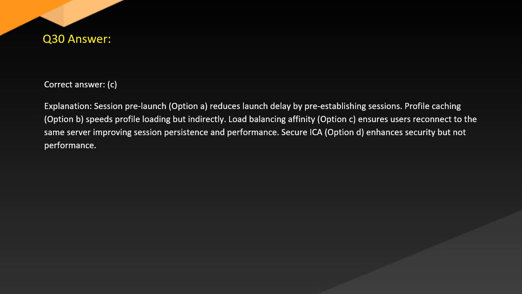Answer. Correct answer: C. Explanation: Session pre-launch, Option A, reduces launch delay by pre-establishing sessions. Profile caching, Option B, speeds profile loading but indirectly. Load balancing affinity, Option C, ensures users reconnect to the same server, improving session persistence and performance. Secure ICA, Option D, enhances security but not performance.